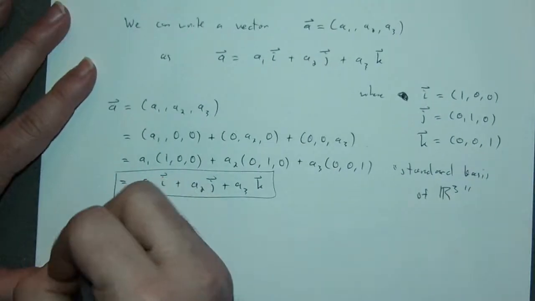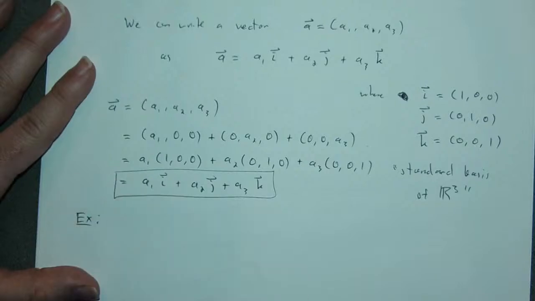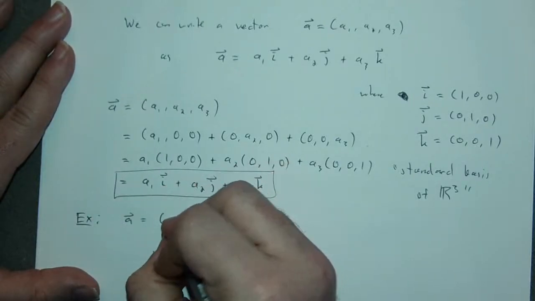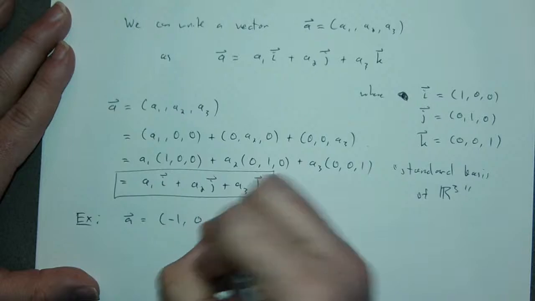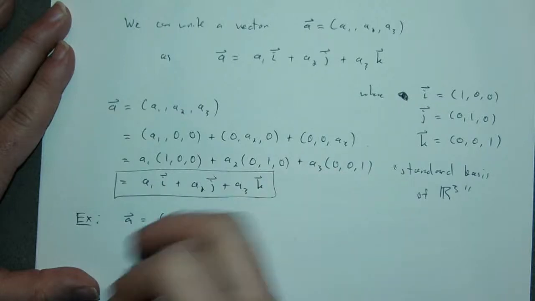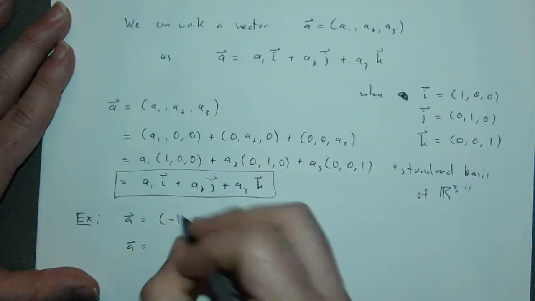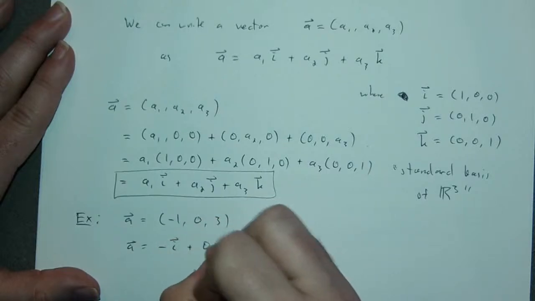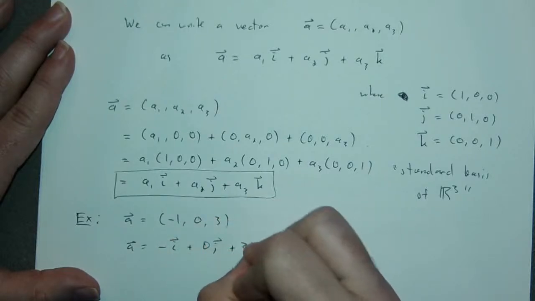Quick example: if I have the vector a and that vector is, say, minus 1, 0, 3, I could also write a as minus i plus 0j plus 3k.